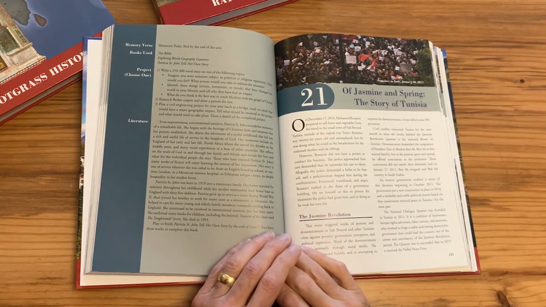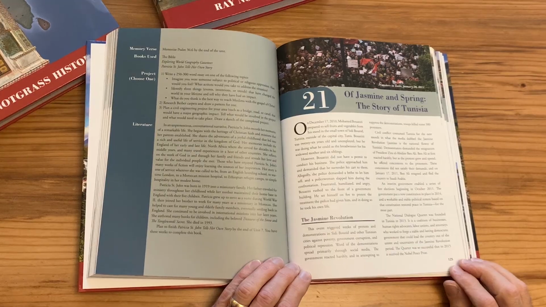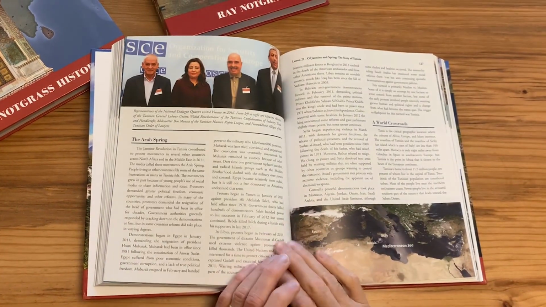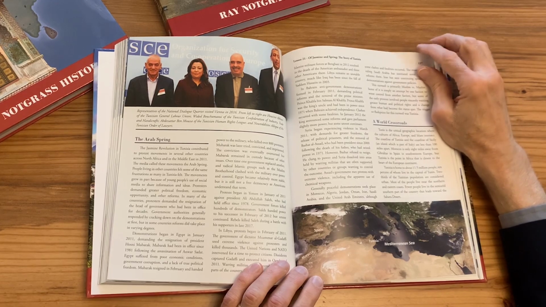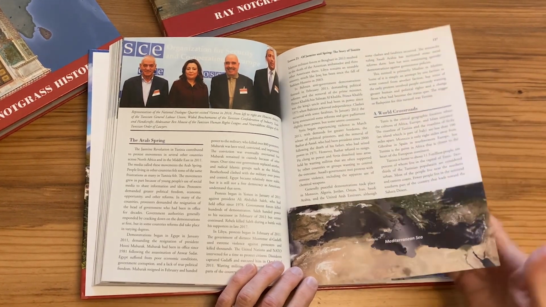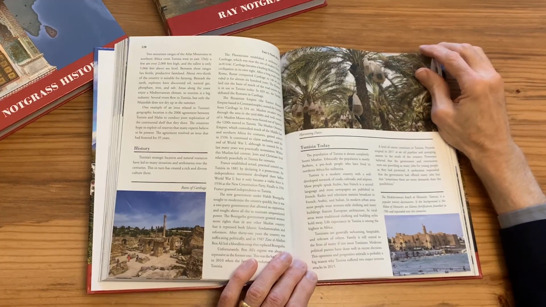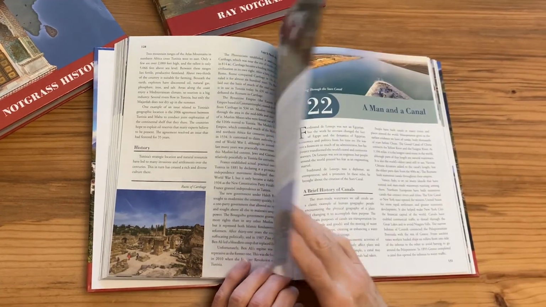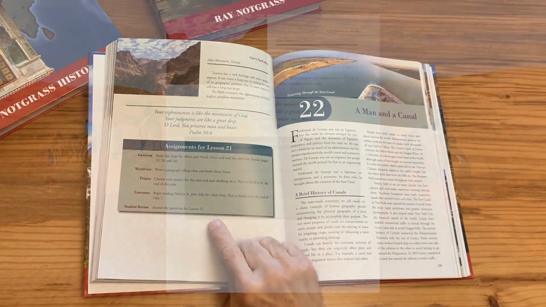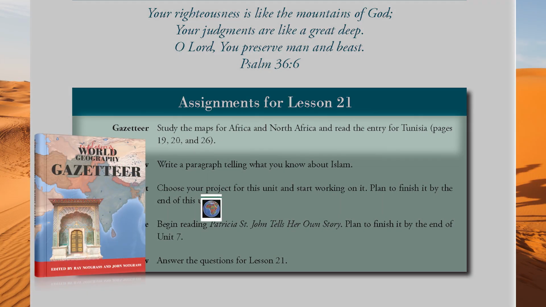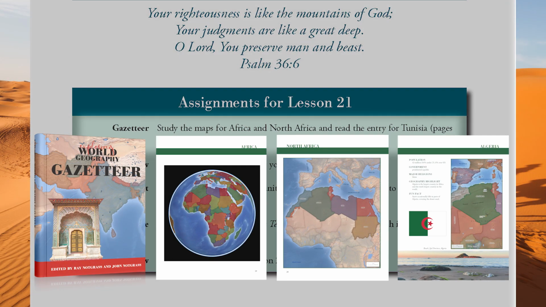On the first day of Unit 5, the student reads the first lesson, which deals with Tunisia and the Arab Spring revolutions of a few years ago. Notice the wonderful illustrations and clear, easy-to-read text. At the end of each lesson in Exploring World Geography is a list of that day's assignments. The Gazetteer assignment has the student look at the relevant maps.